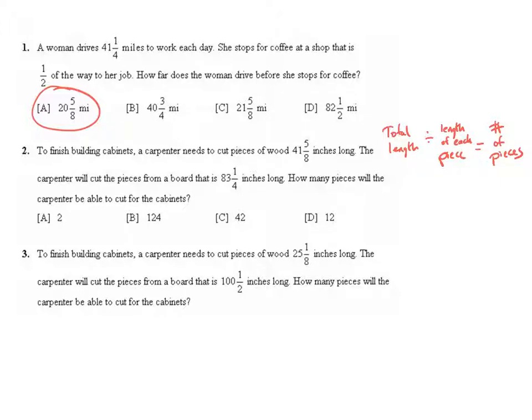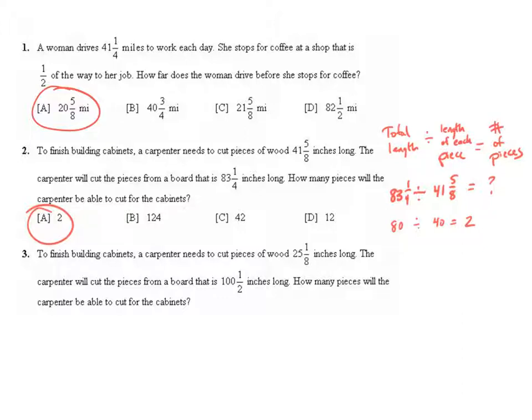To fill in my numbers, my total board length is 83 1/4 inches. The length of each piece is 41 5/8 inches, and I'm trying to figure out the number of pieces that I can make. Now, before I even do this problem, this is an example of a problem that you should just be able to look at the answer choices and know the answer right away, because there is only one answer choice that even makes sense. If I take something that's about 80 and I divide it by something that's about 40, my answer should be about 2. All of the other answer choices don't make any sense.